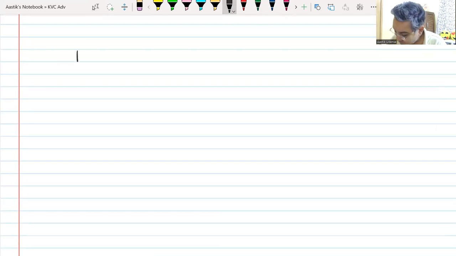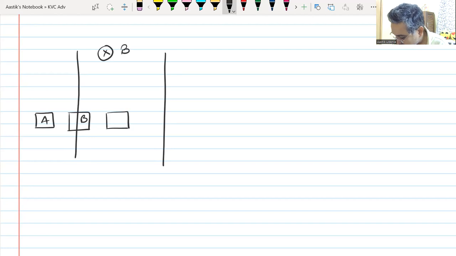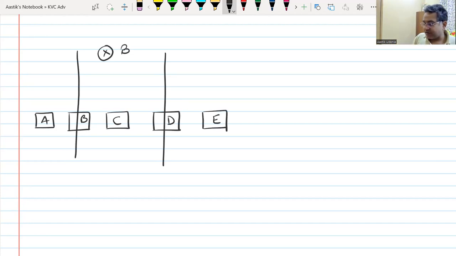Suppose we have a region like this, and in this region you have a magnetic field B which is going inside. You have 5 different positions of a loop which is moving through this space: A, B, C, D, and E. These are the 5 stages through which this loop is moving through this space.